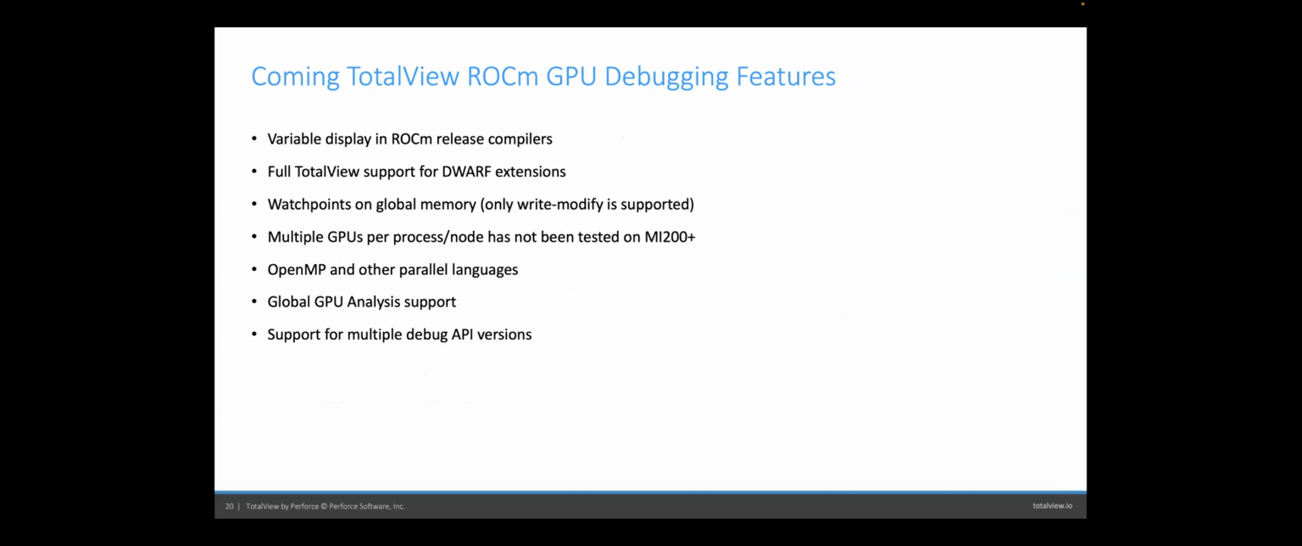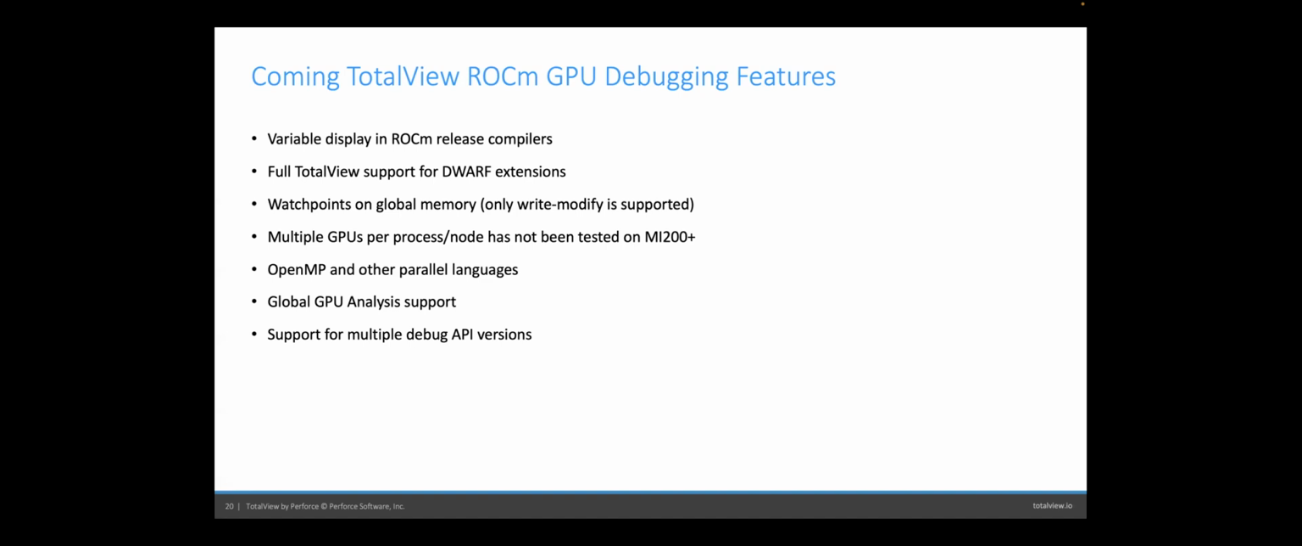So what's coming? Like I said, variables, and keeping up on the AMD compilers and making sure we pull all that information in to give proper values for variables. Watchpoints on global memory will be incorporated as well. Full DWARF extension support. Debugging multiple GPUs. We'll be doing a lot of testing on that. TotalView we've tested on the MI50s and MI100s, but we haven't tested on the MI200s yet. That will be something we're doing soon.